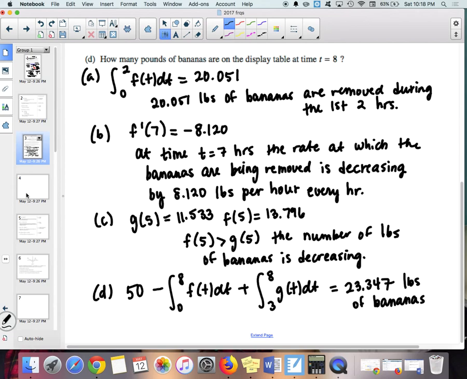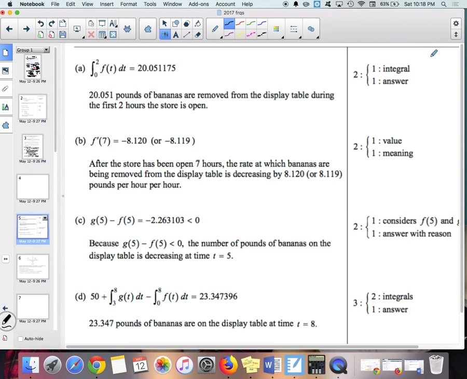Okay, so let's look at the scoring. For part A, we got 1 point for the integral setup, the integral from 0 to 2 of f of t dt, and 1 point for our answer. For part B, we got 1 point for the value, meaning negative 8.120, and 1 point for the meaning. And that's what I said.